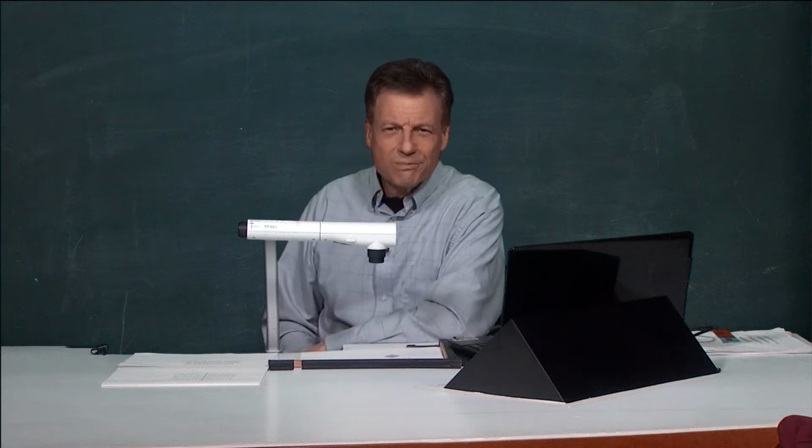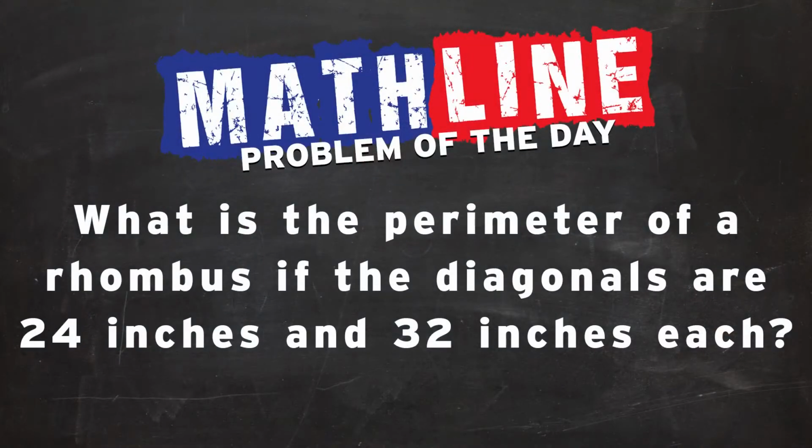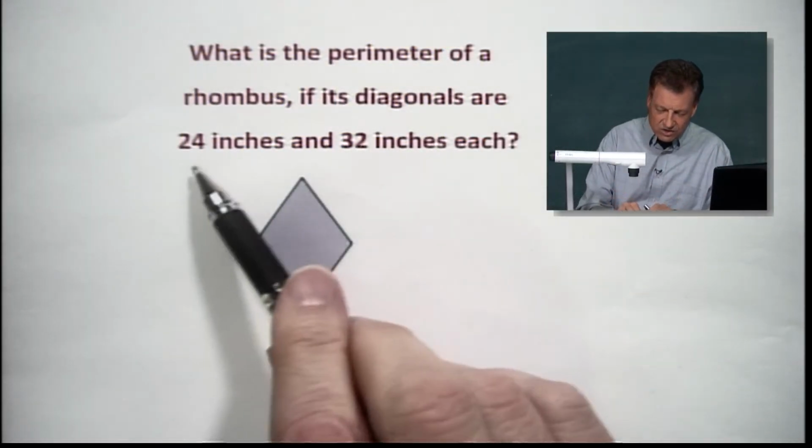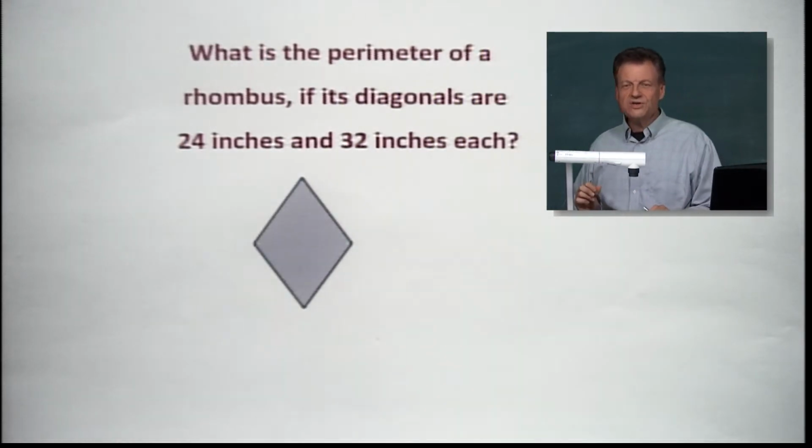And let's go to the problem of the day. Got a starter here. Wow, what is the perimeter? A word problem, friends. What is the perimeter of a rhombus if the diagonals are 24 inches and 32 inches each? Wow, what is the perimeter of a rhombus? Look at that thing. If the diagonals are 24 inches and 32 inches each.